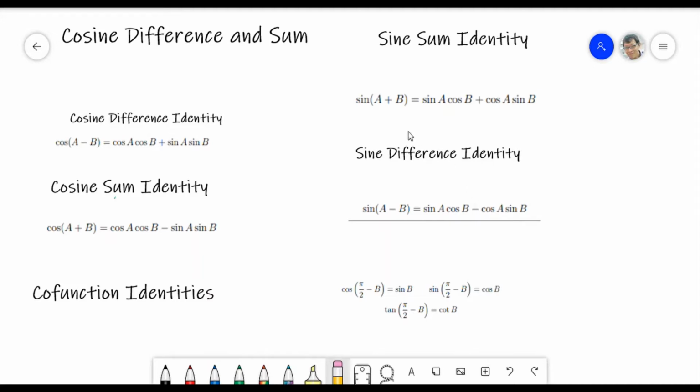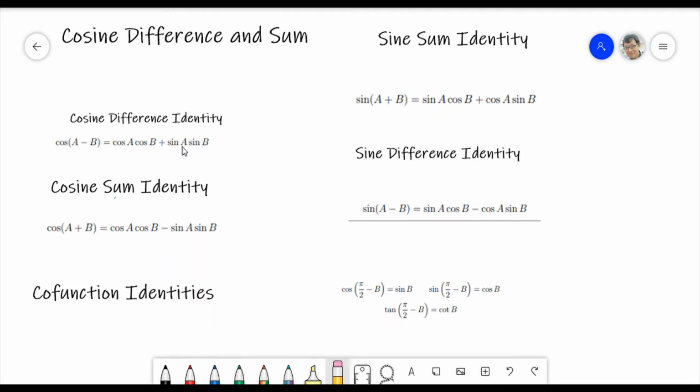Okay, so let's see cosine. For cosine, the difference has a plus in the middle, both being cosine and sine terms, while the summation of the two angles for cosine has the minus in between. I will not waste time proving that, because it would take a long time. But let me just give an example.